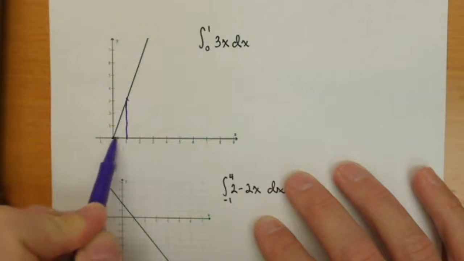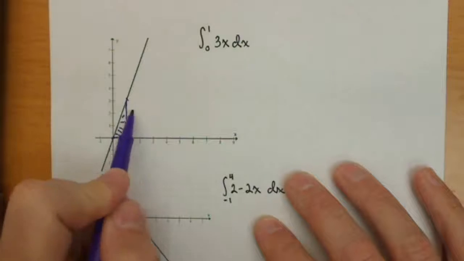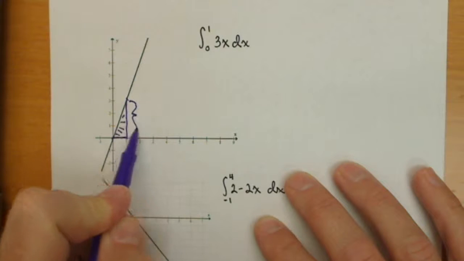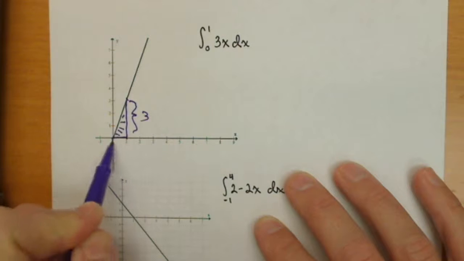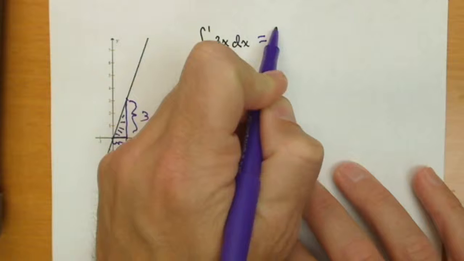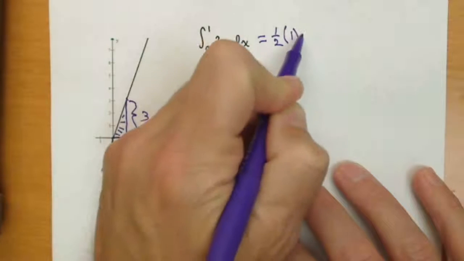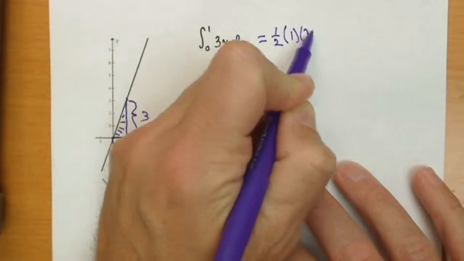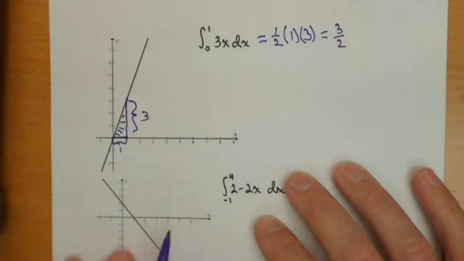If you notice, we have a triangle. So there's our area. The height of this triangle is going to come from our function. So inserting 1, we get 3. And the base is 1. So this is going to be equal to the area of the triangle, which is 1/2 the base times the height. Or our definite integral is equal to 3/2.